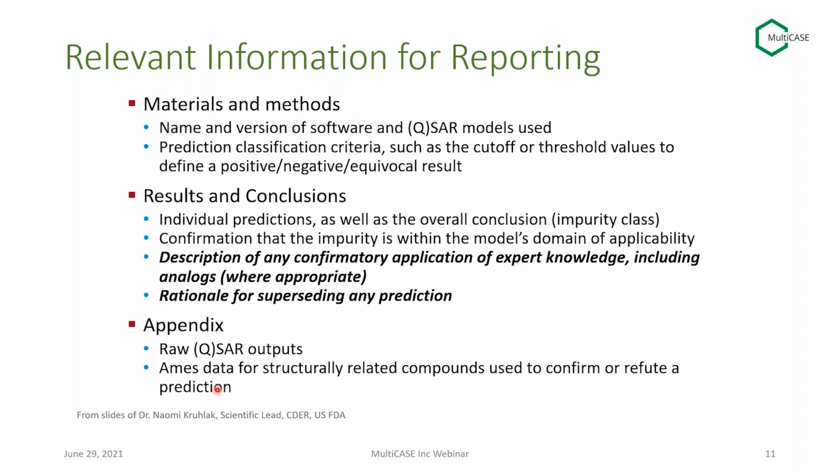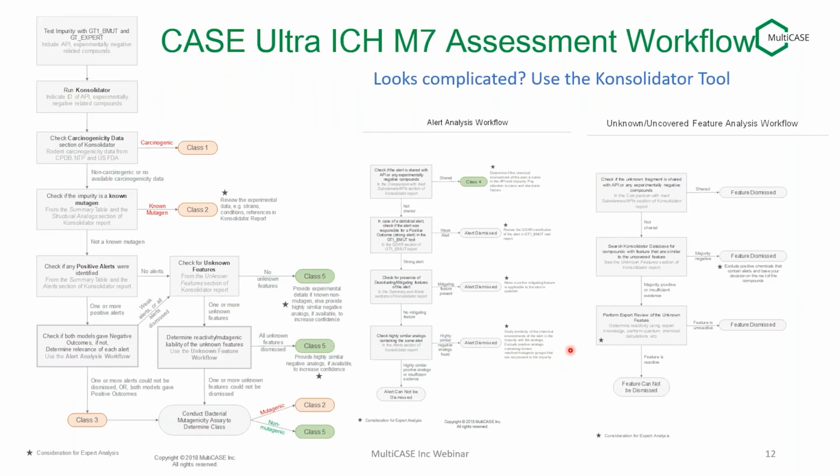And in appendixes, usually it's raw QSAR outputs and experimental data for all the analogs which you used. So if, for example, we concentrate on M7 endpoint and we look into the associated workflow, it's presented on this slide. Looks quite complicated, right? Except it's all implemented as an algorithm and part of our consolidator tool. So whatever you see here, it's actually implemented as software code, and it's done for you in an automated way.